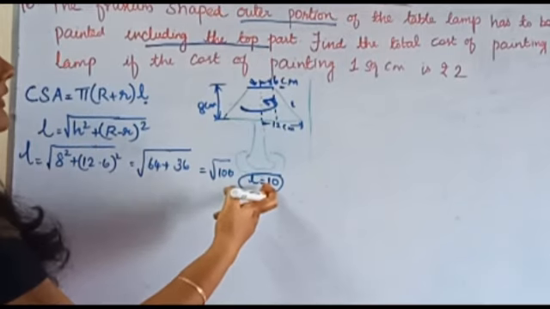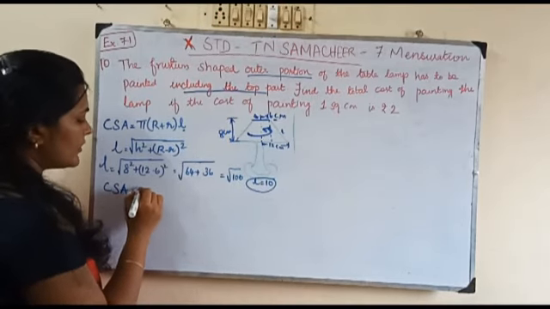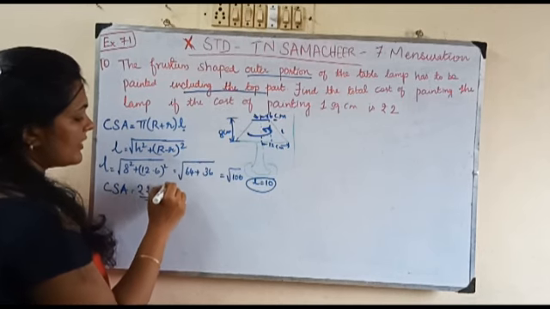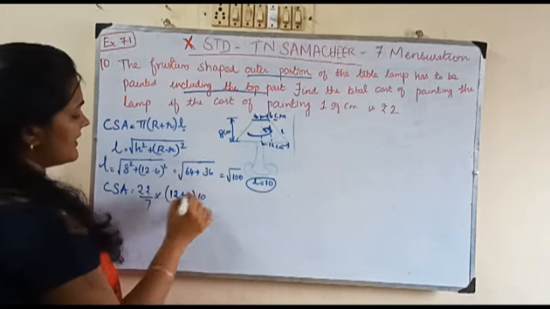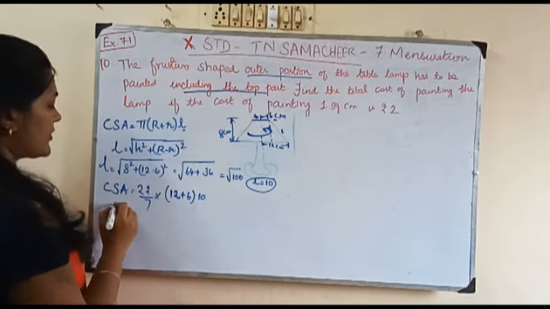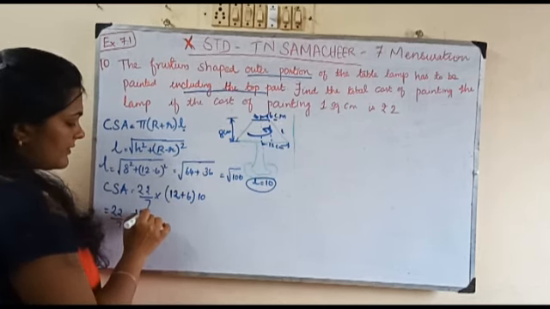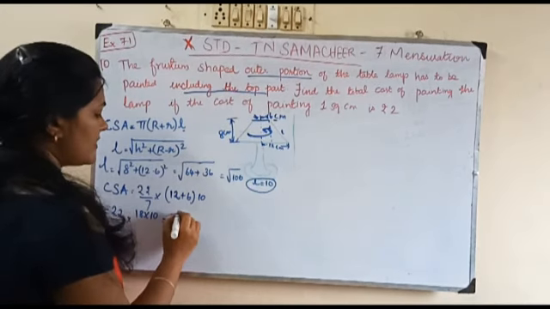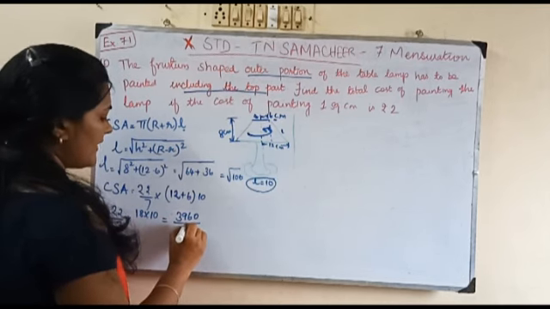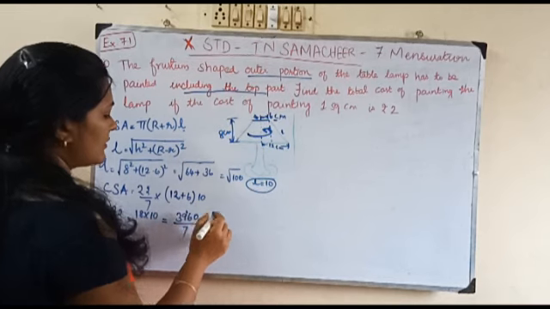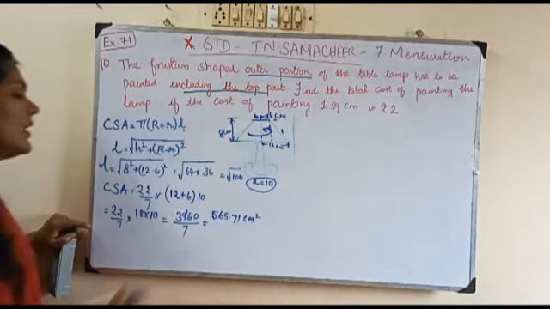Now we have the values L, capital R, small r. So we can find curved surface area, which is equal to 22 by 7 into (R is 12 plus r is 6) into L is 10. If you multiply everything, 22 by 7 into 18 into 10. 22 into 18 is 396, into 10 is 3960, divided by 7. So 565.71 centimeters square is our curved surface area.